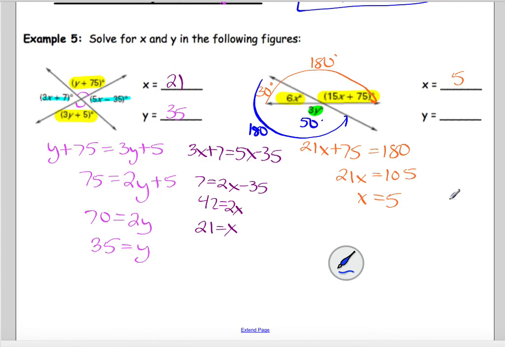150 degrees for this angle right here with a 3y. So that means that 3y equals, not 50, 150. 180 minus 30, 150. So 3y equals 150. And then when we divide by 3, we get 50 for y. So y is 50. So there's our x and y using our linear pairs there.